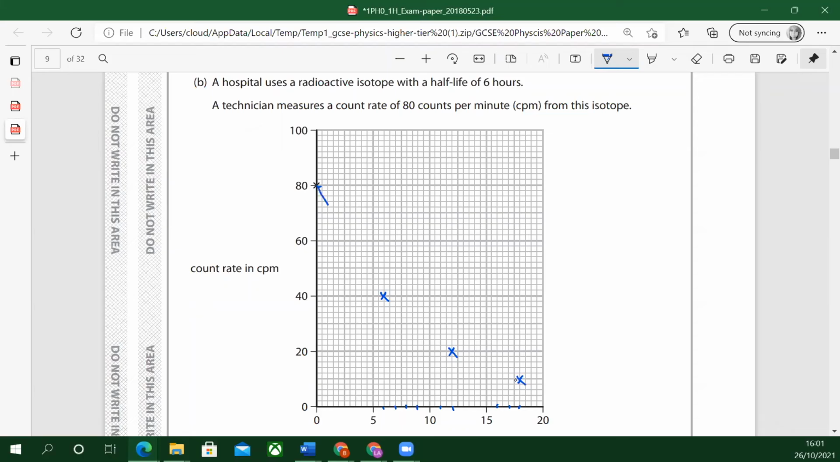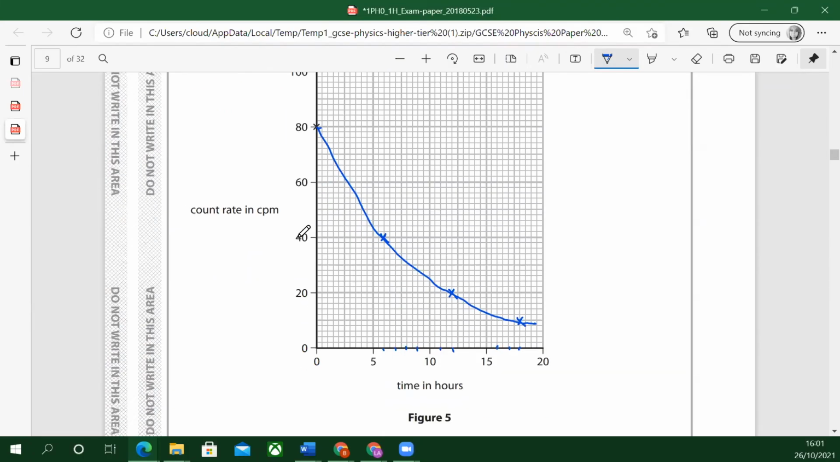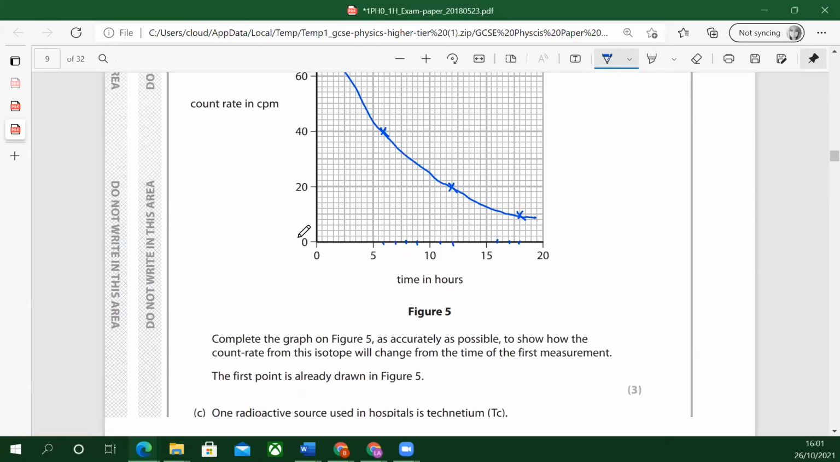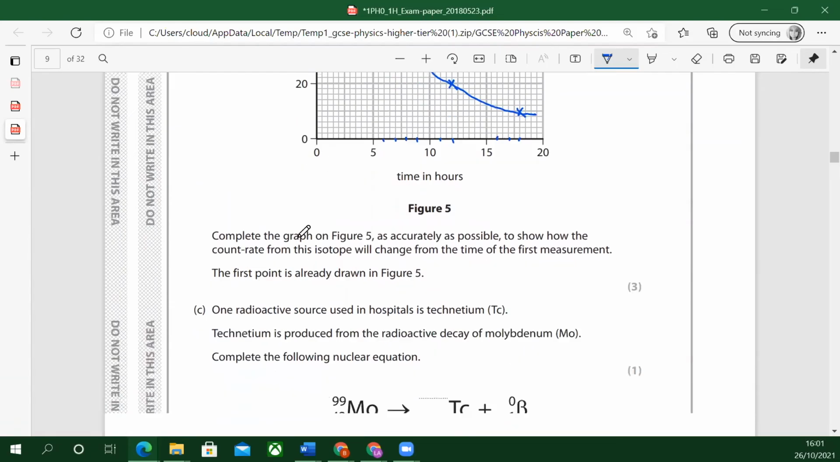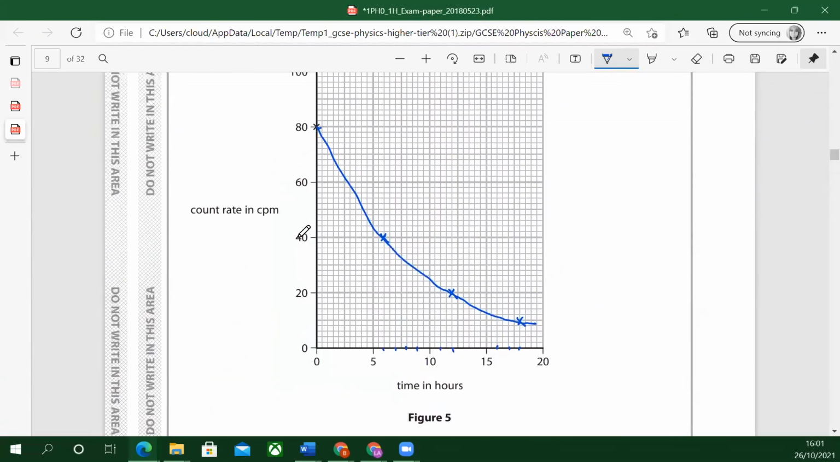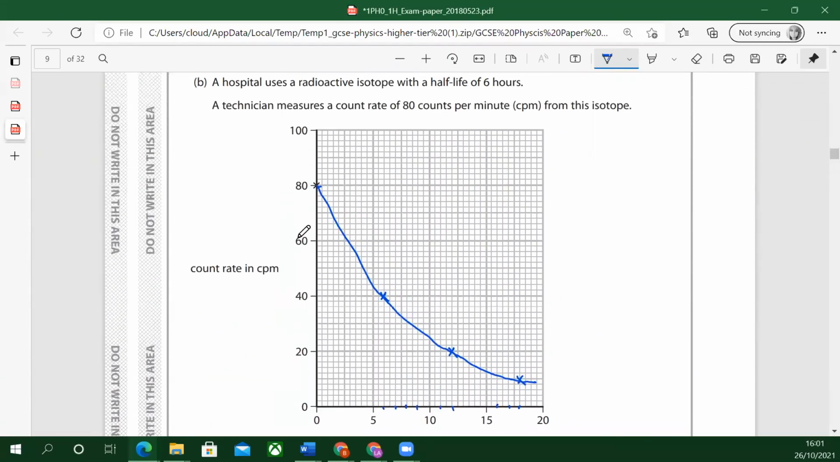And then you draw as best as you can. Even if you have to do it in 2 bits, a curved line. It's not a straight line. You've got to show a curved line like that through it, and go through all the points. That will give you 3 marks. So that graph will definitely give you 3 marks.